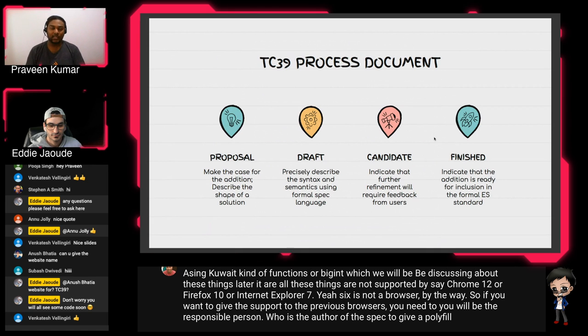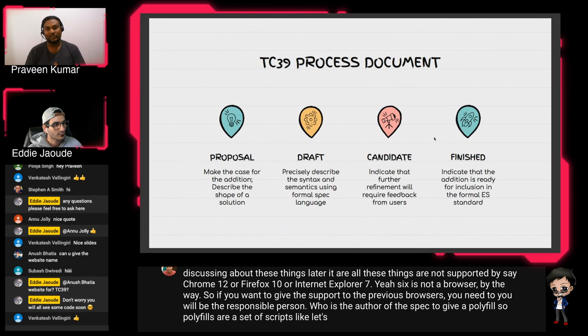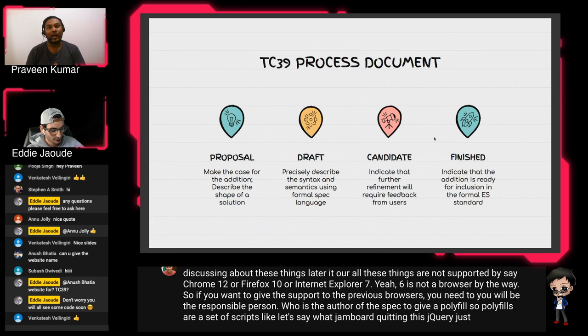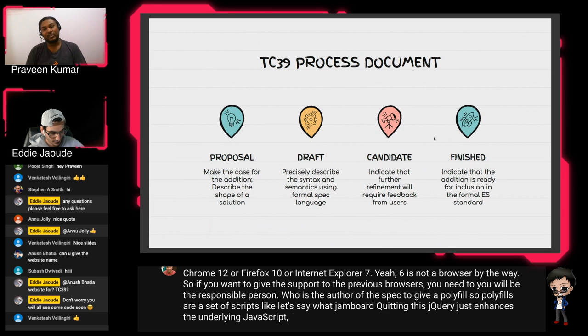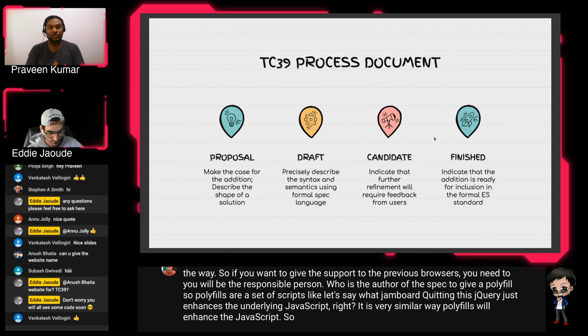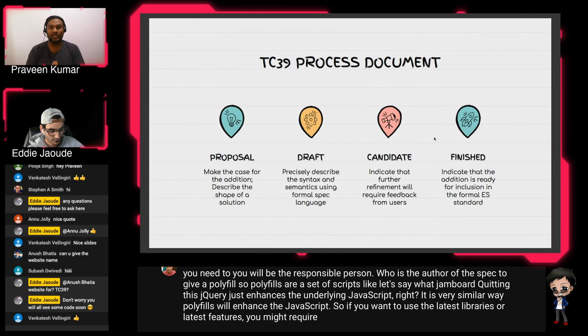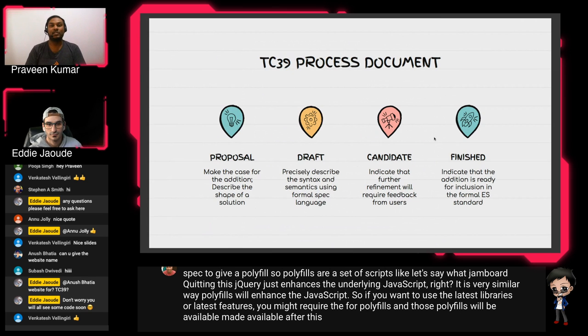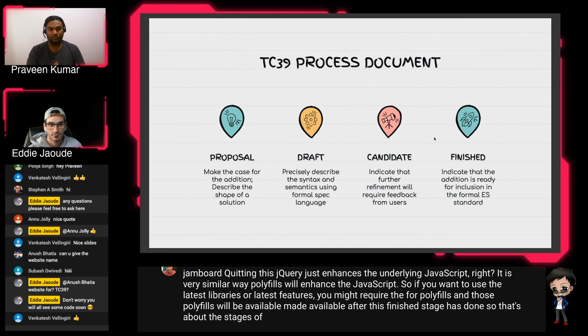So polyfills are a set of scripts, like, let's say, what jQuery does. jQuery just enhances the underlying JavaScript, right? It is a very similar way. Polyfills will enhance the JavaScript. So if you want to use the latest libraries or latest features, you might require the polyfills, and those polyfills will be made available after this finished stage is done. So that's about the stages of contributing to TC39 or the JavaScript language.